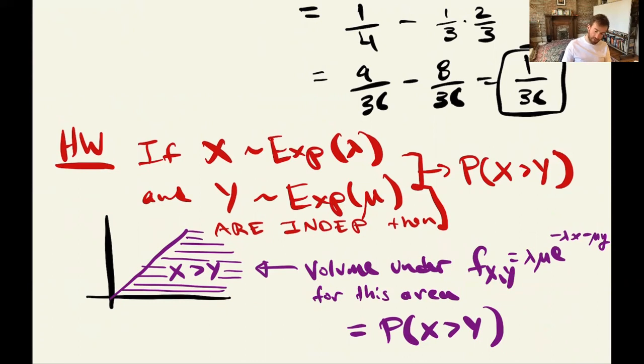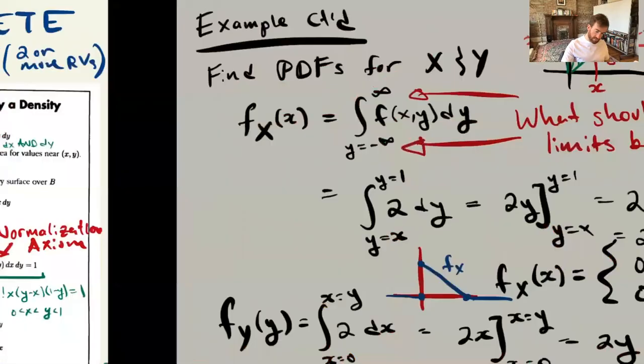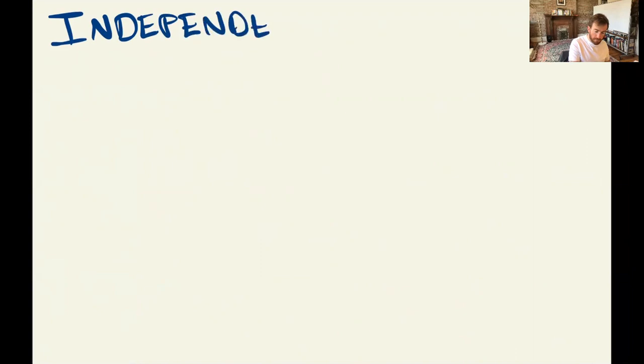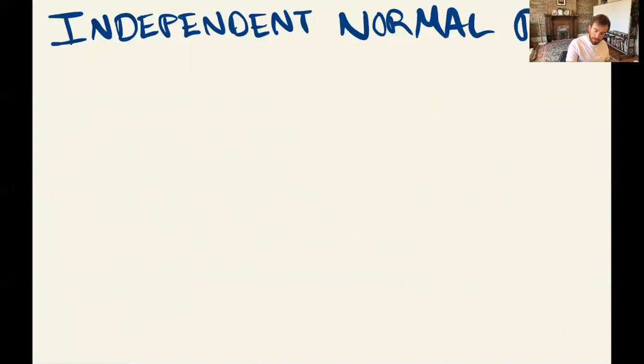All right, let's push this now into normal random variables. And we're getting now at the question of where does that funky square root of 2 pi come from when you deal with normal random variables. So now let's look at independent variables.